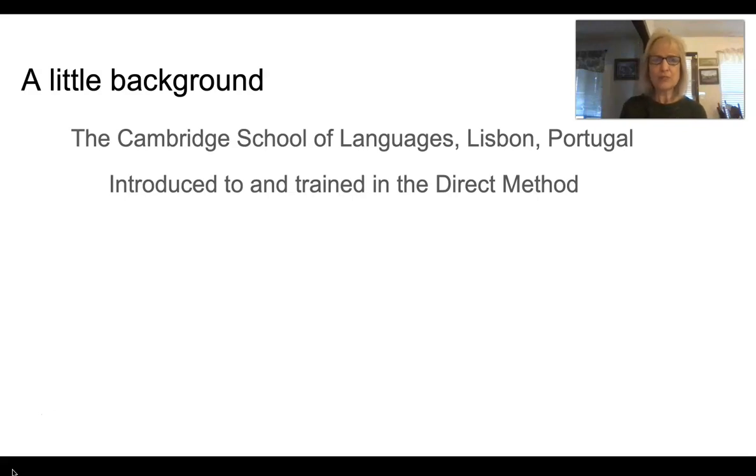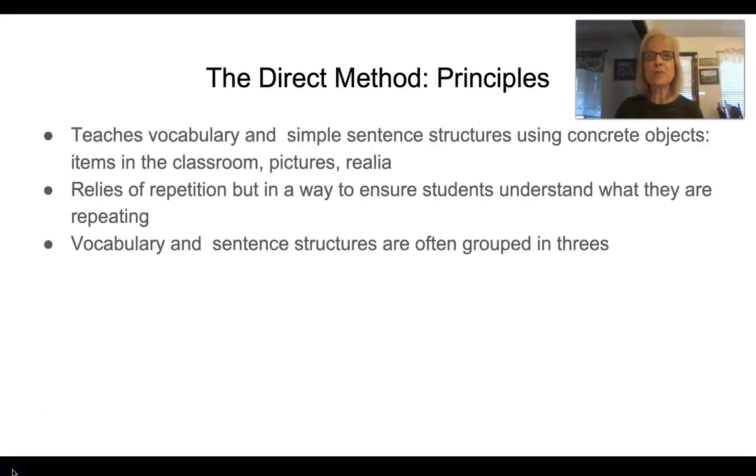only approach. So first of all, a few principles. The direct method teaches vocabulary and simple sentence structures using concrete objects. For example, items in the classrooms, pictures, realia. Realia is just a fancy word for trying to simulate the real object. It relies on repetition, but the repetition is couched in a way that students should always know what they're saying and repeating, and teachers should know whether or not students understand what they're saying, what they're repeating.